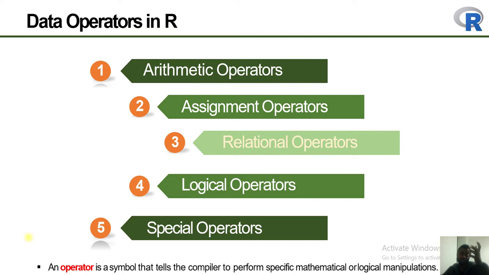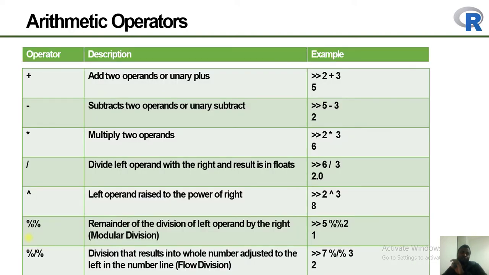As we proceed, we will see that in our previous videos, there are some of these operators that we have used. So this video would help us have a good understanding of these operators and how to go about writing our codes. The first one is the arithmetic operators, which we used when we talked about how to use R as our basic calculator. You could see we have 3 columns, one for operator, description, and example.